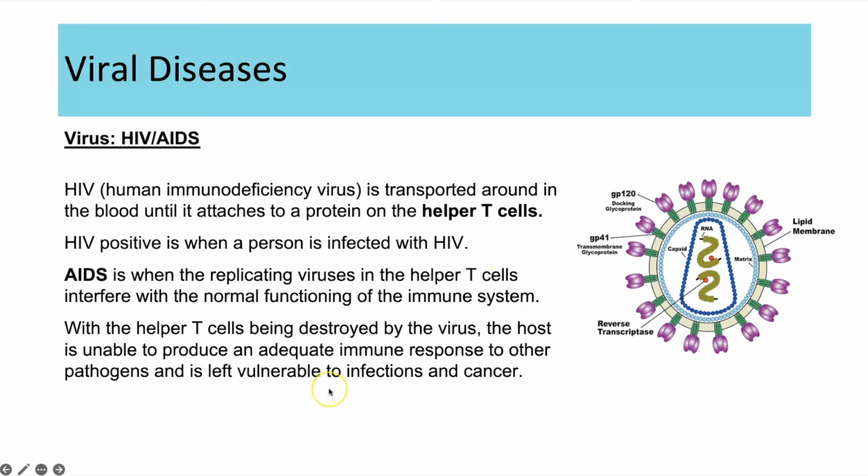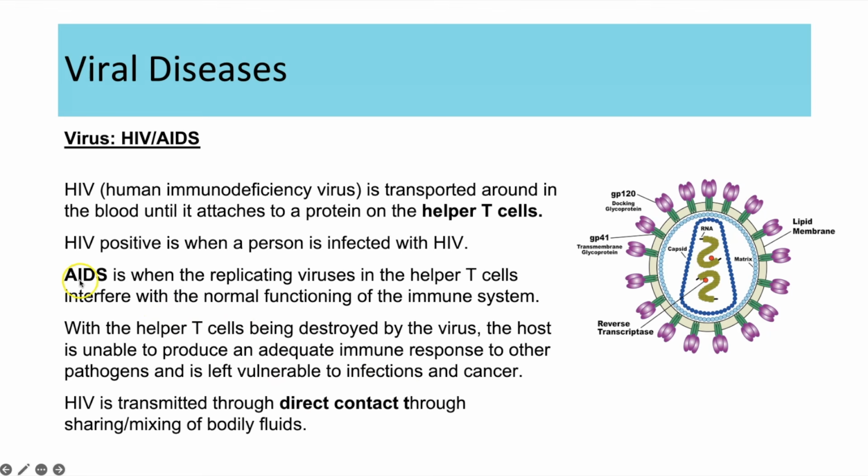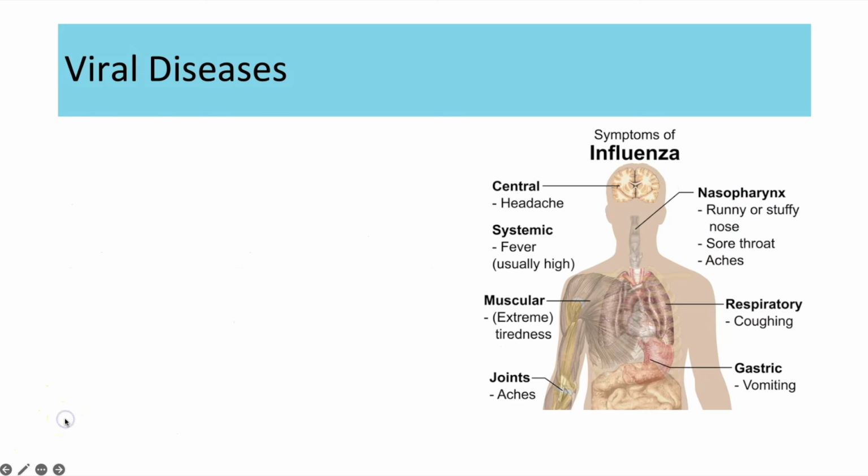With the helper T cells being destroyed by the virus, that is what makes the host, so the human, unable to produce that adequate immune response to other pathogens. And that's why if you do have AIDS, you are left vulnerable to other infections and even cancer. So you wouldn't die directly from AIDS, but you would die from the consequences of it, which is your immune system isn't functioning properly. And HIV is transmitted through direct contact, through the sharing or mixing of bodily fluids.